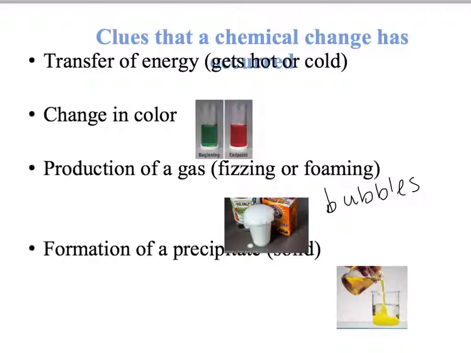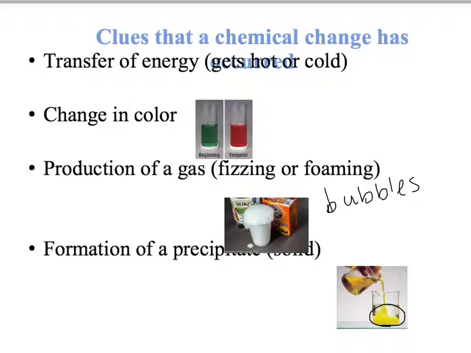And my last one, my picture's kind of cutting it off, but it is the formation of a precipitate. That's a solid that forms in the liquid. So if you take a look at my picture, it is a yellow liquid in the beginning, but it's a clear yellow liquid. As soon as I add that liquid to the clear liquid in the bottom beaker, it now becomes, right there, that yellow solid precipitate. And you will see something form. It's not always going to be yellow, it can be different colors, but it is a solid that will form when you mix two liquids together.